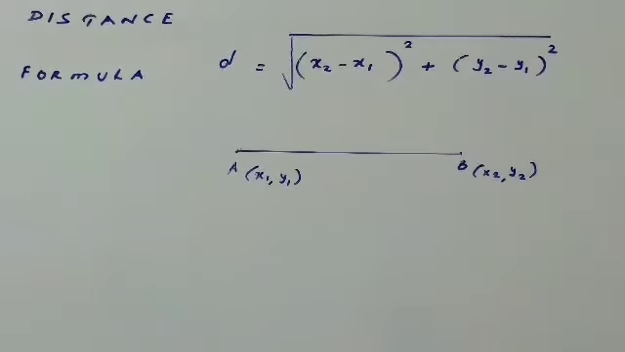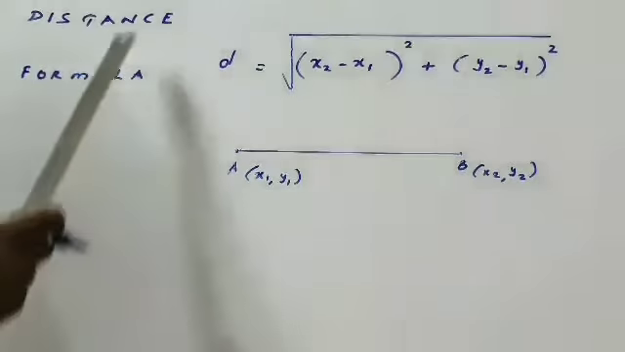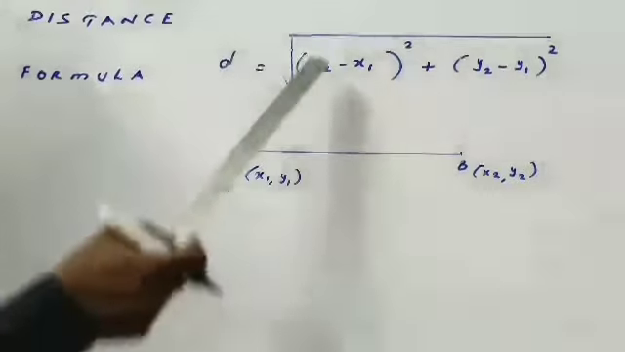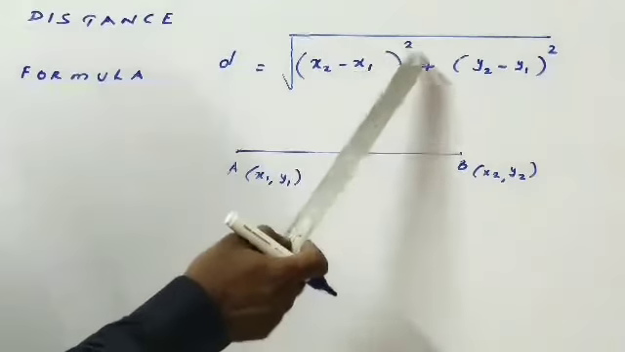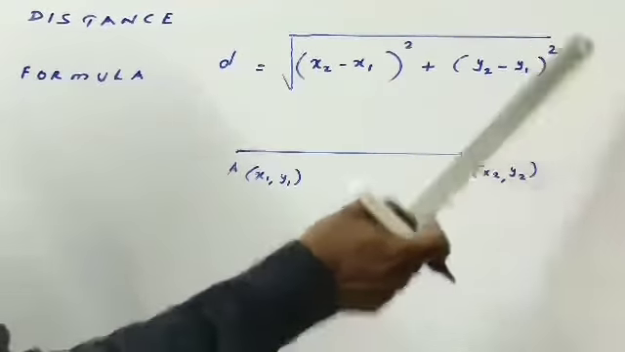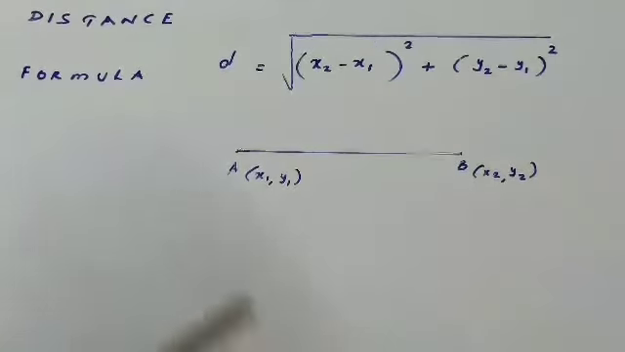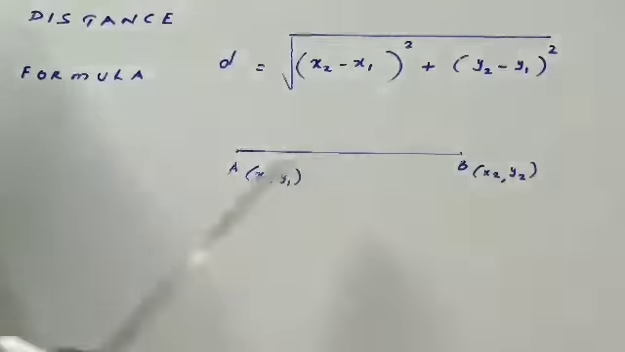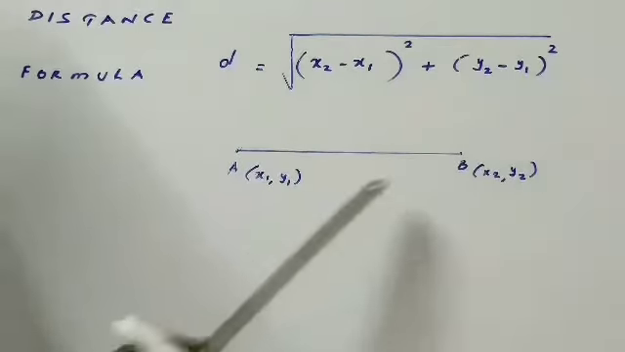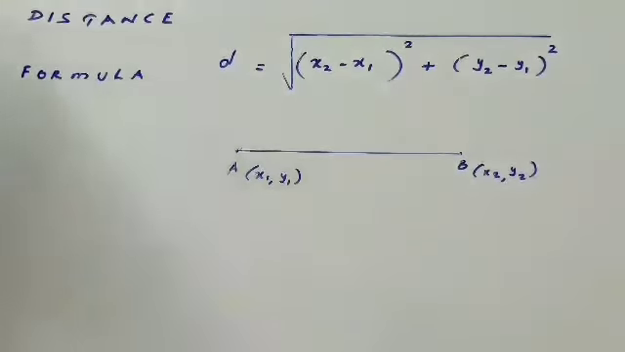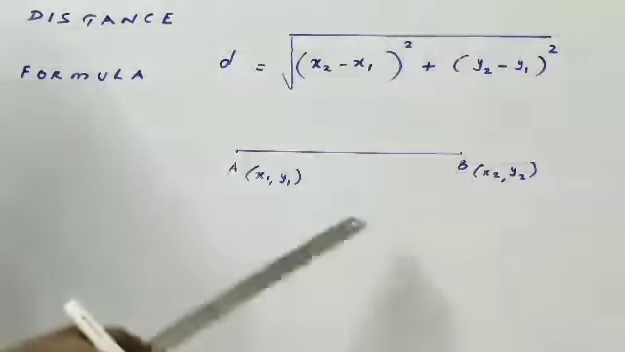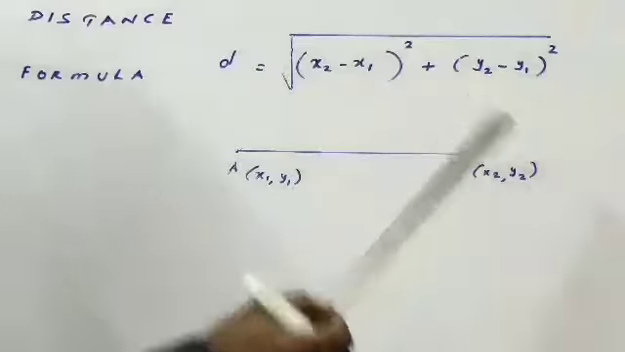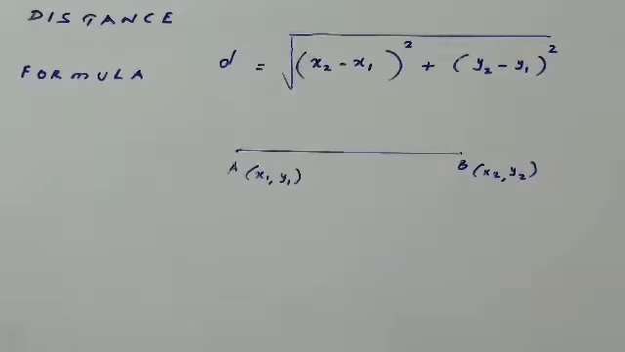Before that, just consider the distance formula. Distance, written as small d, equals the square root of (x2 minus x1) the whole square plus (y2 minus y1) the whole square. For example, consider the points A and B. Here there are 2 points, A that is (x1, y1) and B (x2, y2). Just substitute the values of A and B in this formula, and you can easily find the distance between the 2 points.